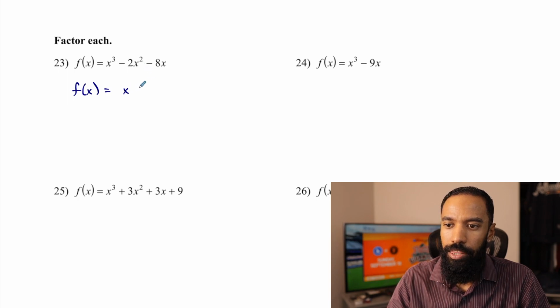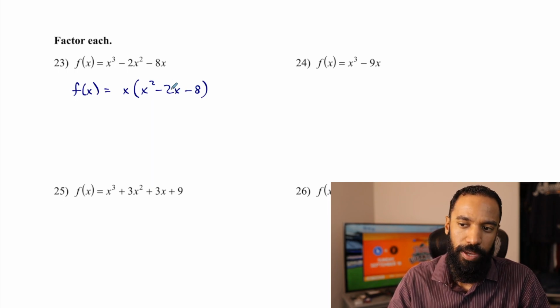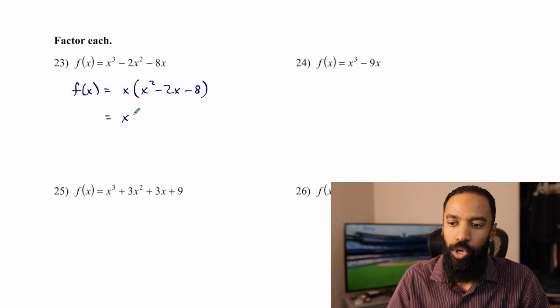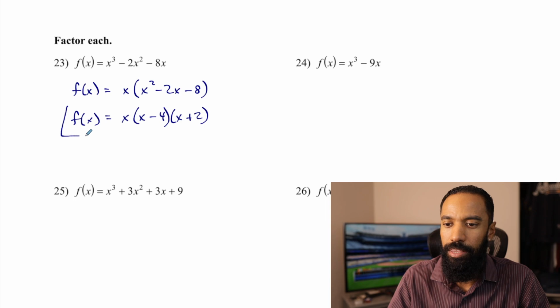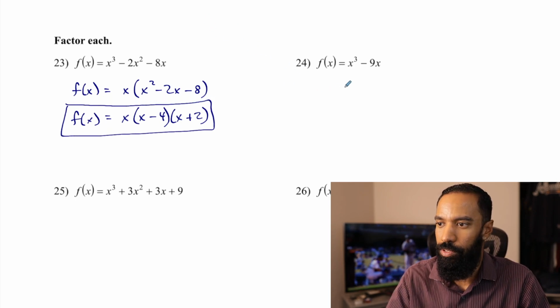So x is the greatest common factor, and as this is a 1x squared right here, we have to find two numbers that multiply to -8 and add to -2, which is -4 and +2. And look, I'm done with the problem. I'm not writing more than that. Okay, I might even write the f of x. I'll just write equals if that's cool.